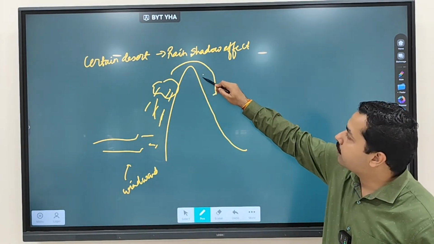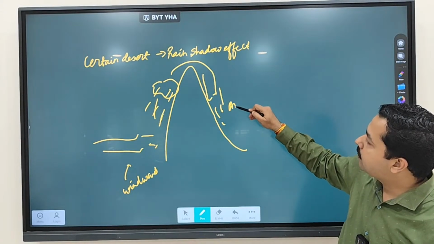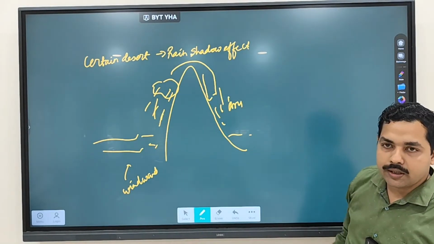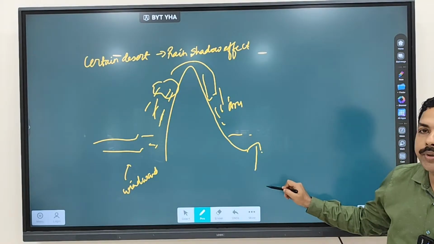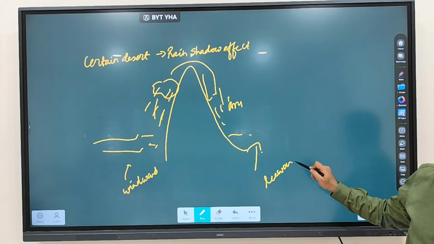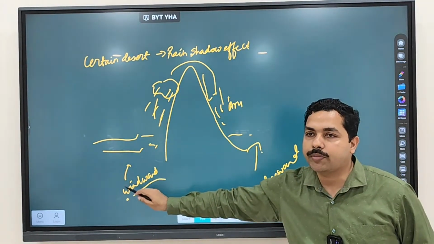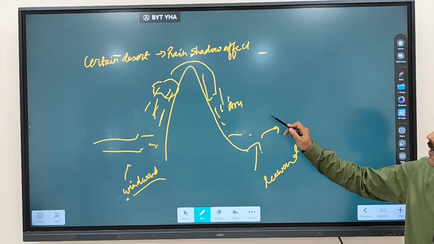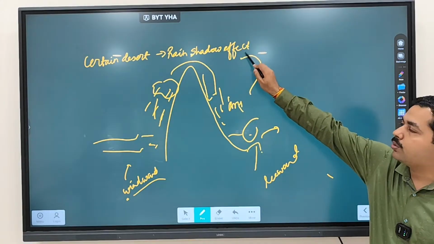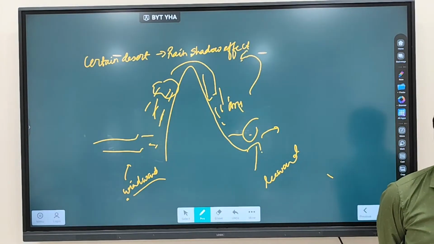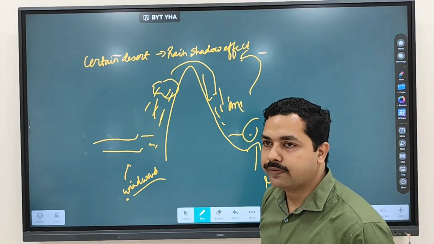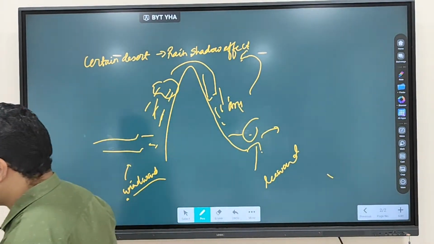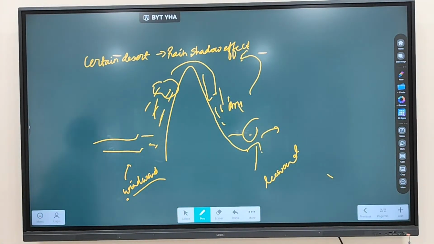On the other side, what will happen? Drier wind will come, and this drier wind will not create any rainfall. This is called which side of the mountain? Leeward side of the mountain. So we discussed this is the windward side, and this is the leeward side of the mountain. On the leeward side, since drier wind is coming, no rain will happen. This will create which type of effect? Rain shadow effect. Fine. Any doubt regarding this part?